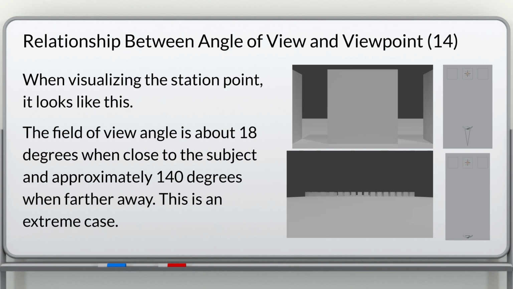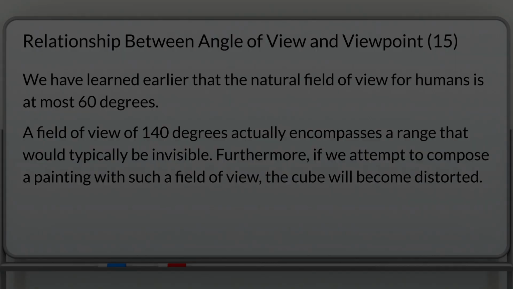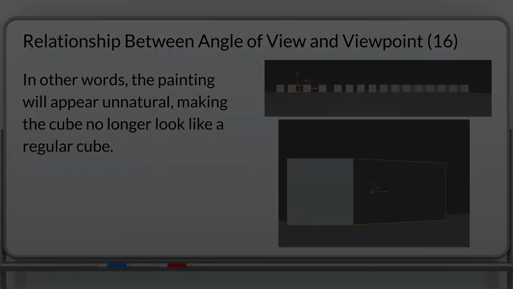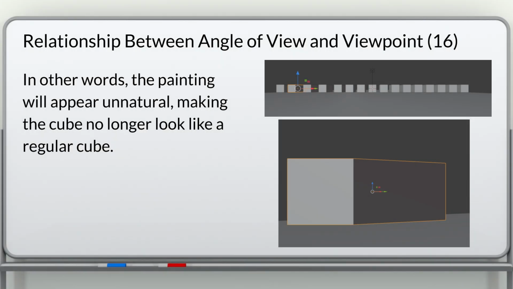The field of view angle is about 18 degrees when close to the subject and approximately 140 degrees when farther away. This is an extreme case. We have learned earlier that the natural field of view for humans is at most 60 degrees. A field of view of 140 degrees actually encompasses a range that would typically be invisible. Furthermore, if we attempt to compose a painting with such a field of view, the cube will become distorted. In other words, the painting will appear unnatural, making the cube no longer look like a regular cube.